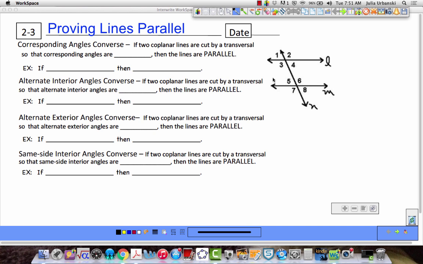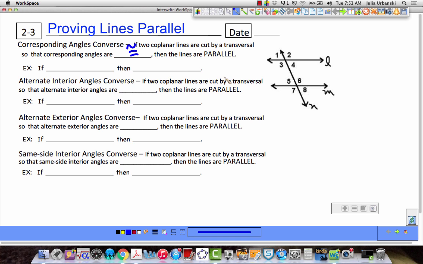Okay, so for 2-3, proving lines parallel. The corresponding angles converse. If you have a picture like this, and you find out in one way or another that the two coplanar lines are cut by a transversal, and you find out that corresponding angles are congruent, you can find that in many different ways. But if you know that for a fact, then you're allowed to say the lines are parallel.